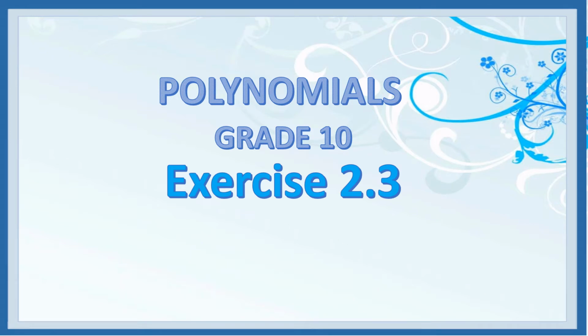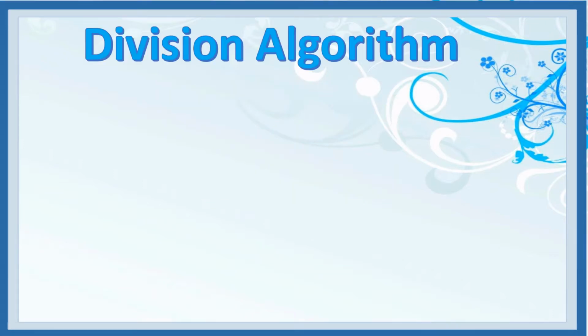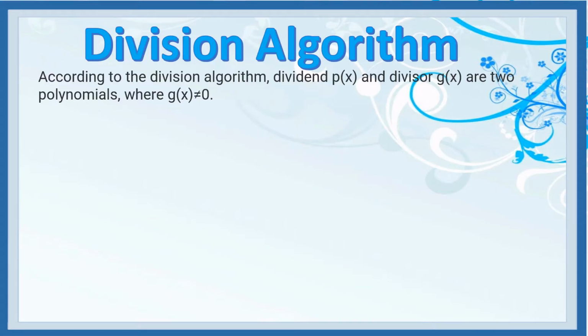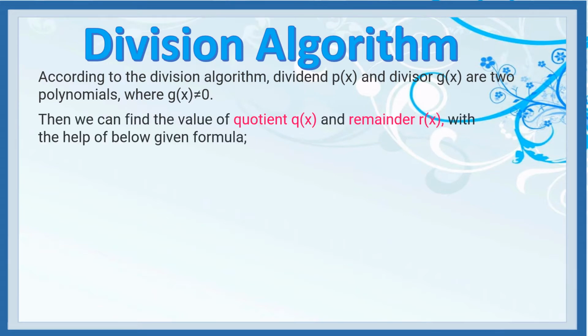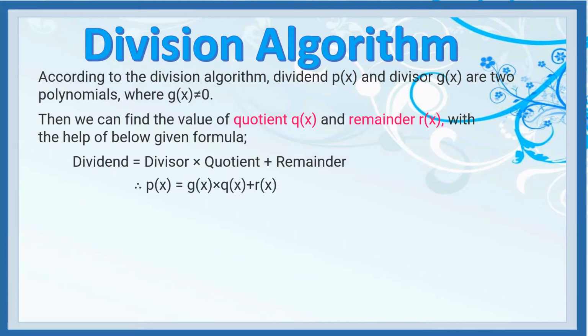Dear students, in this exercise, we learn about the division algorithm for polynomials. If p of x and g of x are two polynomials, then we can find the quotient q of x and the remainder r of x using this: dividend equals divisor into quotient plus remainder. You already know this, isn't it? p of x equals g of x into q of x plus r of x.